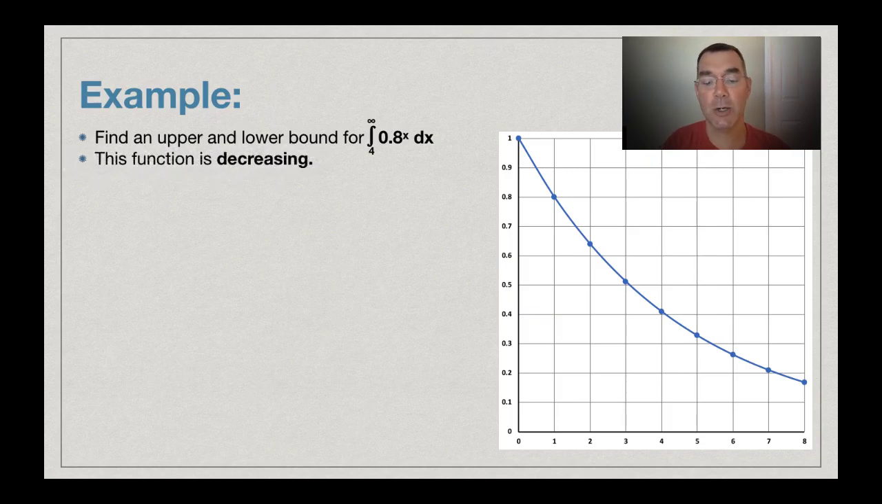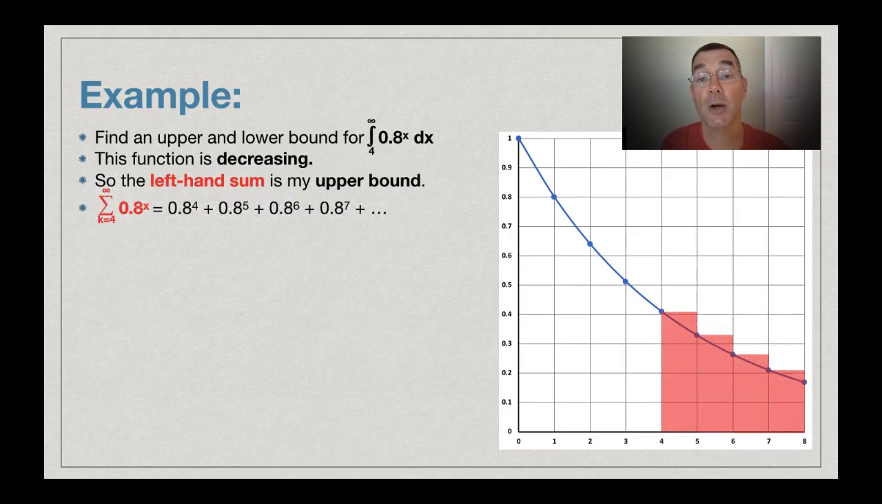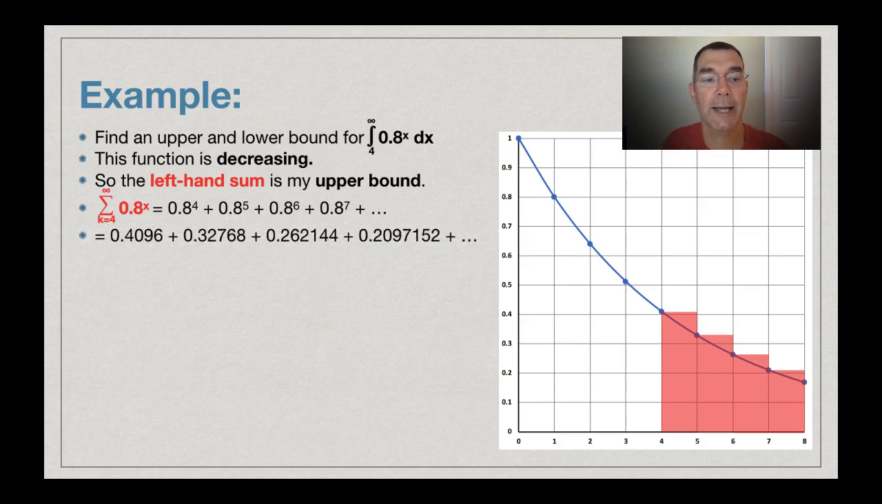The function is decreasing, so the left-hand sum is going to be an upper bound, and the right-hand sum is going to be a lower bound. So let's look at the sum of those rectangles. Well, the first rectangle is going to go all the way up to 0.8 to the 4. The next one's going to go all the way up to 0.8 to the 5, whatever those values are. Okay, and there's those values right there, 0.4096 plus and so on. So I need to add all of those up.